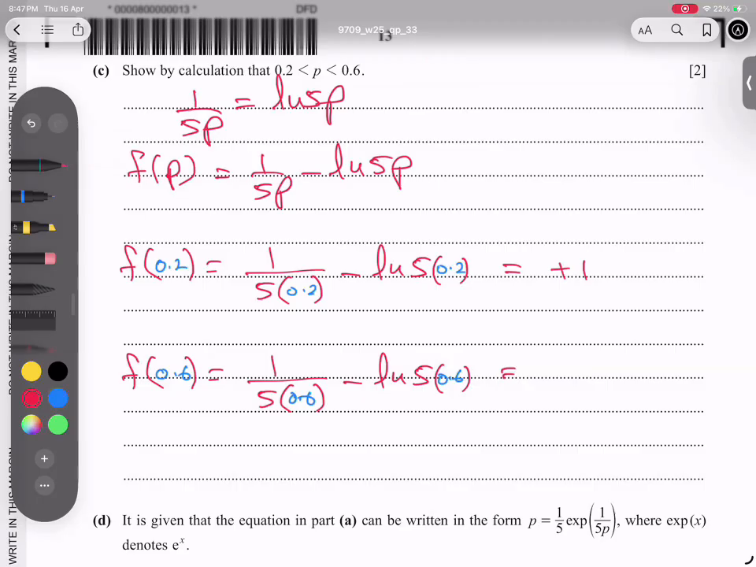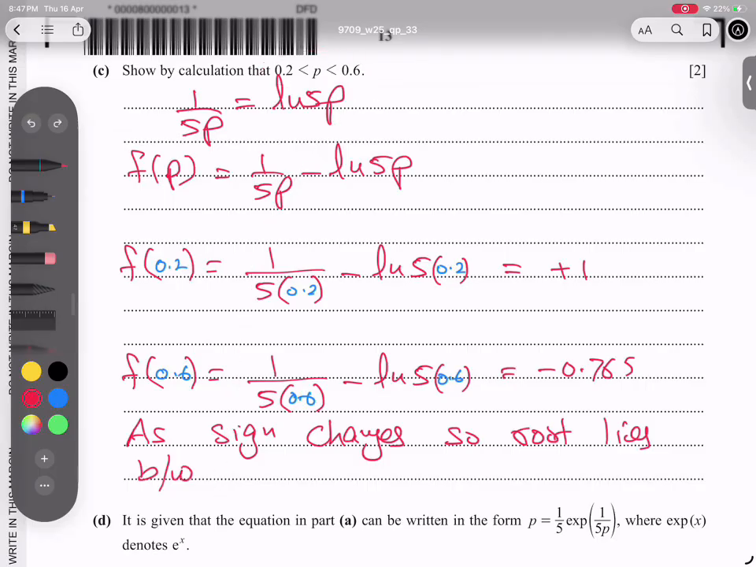If I replace 0.2 by 0.6, I'm getting negative 0.765. And you know the simple statement: as the sign changes, the root lies between these two values, between 0.2 and 0.6. Basically, I always give this concept to understand: suppose this is the equation of a curve, and I will just show you, you will understand, inshallah.